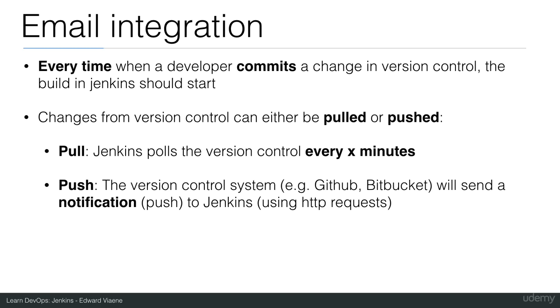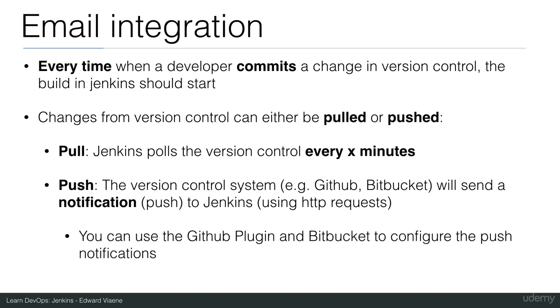The version control system itself, like GitHub or Bitbucket, will send a notification, a push to Jenkins using an HTTP request. And Jenkins can then take action. For instance, it can then start the build of that project. You can use the GitHub plugin and the Bitbucket plugin to configure the push notifications. So the push is something that needs to be configured.